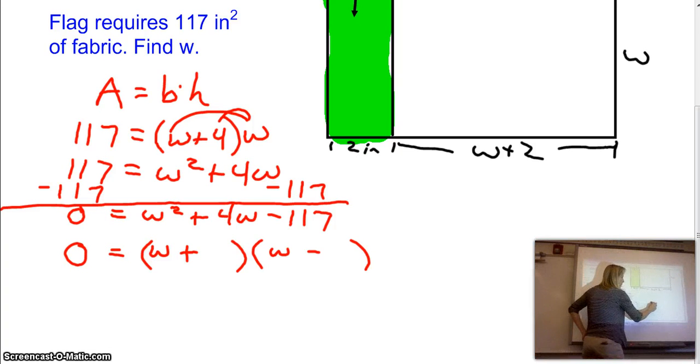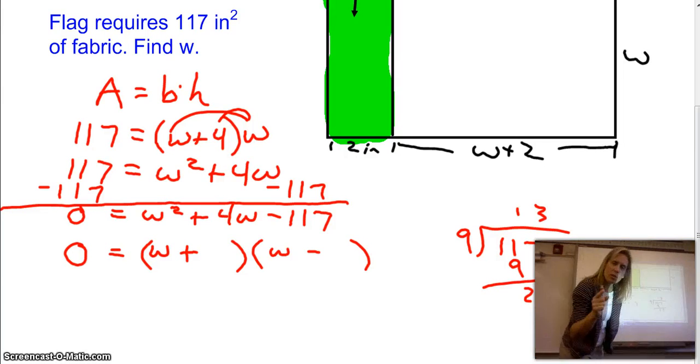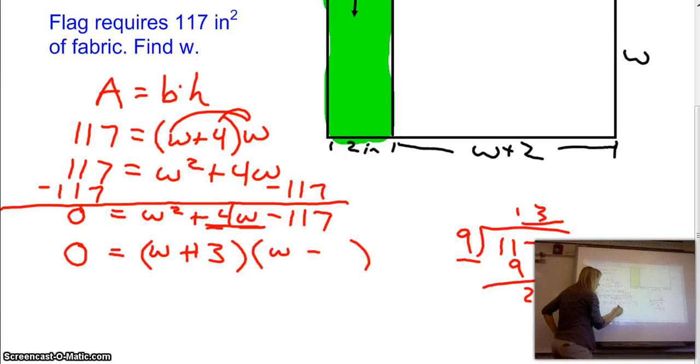So we could do a quick check. We could do 9 into 117. 9 goes once here. 27, 13. Ooh, look at that. 9 times 13 is 117. And 13 minus 9 is 4, which is our middle term. Yay. Okay. So we want the middle term to be positive. So which factor will be positive? The larger one or the smaller one? The larger, right? So we have 13 here, and we have 9 here.